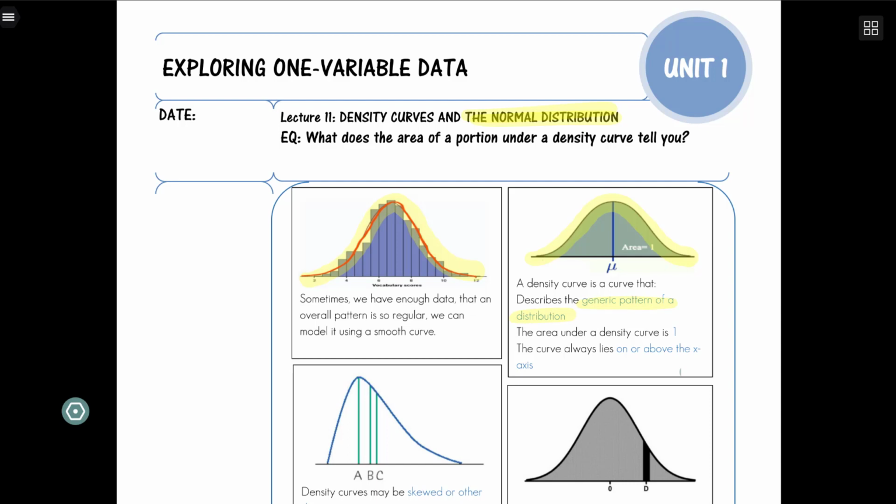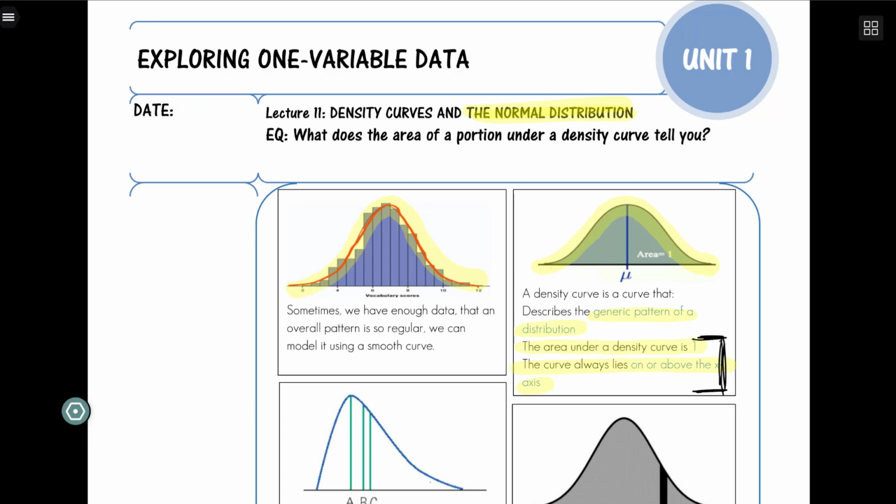And since it represents 100% of all of our individuals, the area underneath that density curve is going to equal 1, or 100%. Moreover, the curve is always going to lie on or above the x-axis. So I've highlighted almost everything in this box because this identifies the two main identifiers and defines what a density curve really is. So we've got to know these two things. This makes a legitimate density curve.